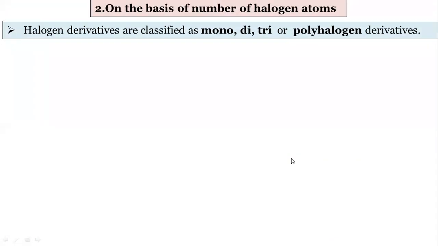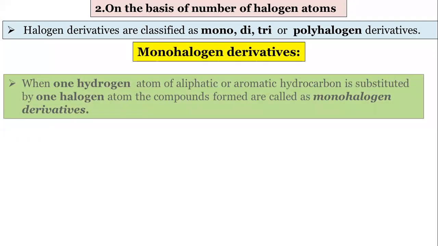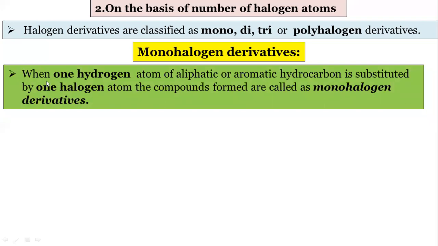On the basis of the number of halogens, halogen derivatives are classified as mono, di, tri, or polyhalogen derivatives depending upon the number of halogens. If one hydrogen is replaced with one halogen, it is called monohalogen derivatives. See the definition of monohalogen derivatives. If one hydrogen atom of an aliphatic or aromatic hydrocarbon is substituted by one halogen atom, the compounds formed are called monohalogen derivatives. Monohalogen means a single halogen is there, only one hydrogen is replaced.